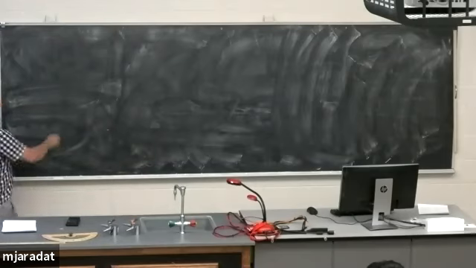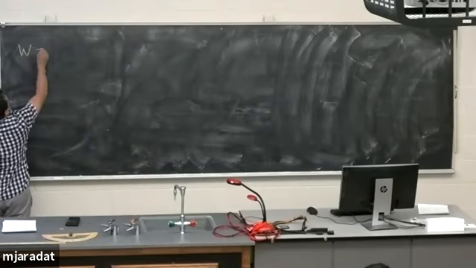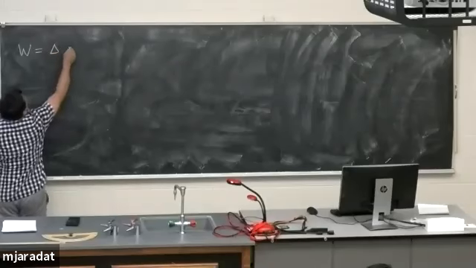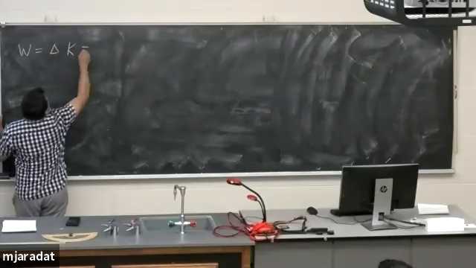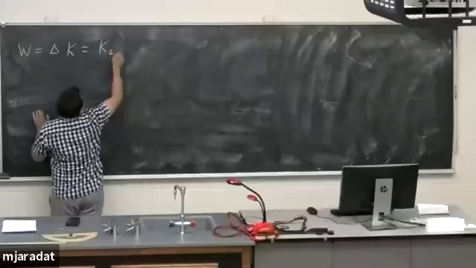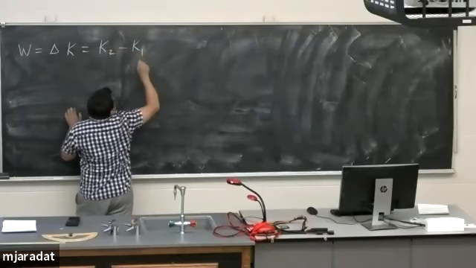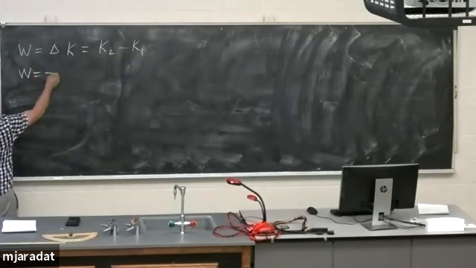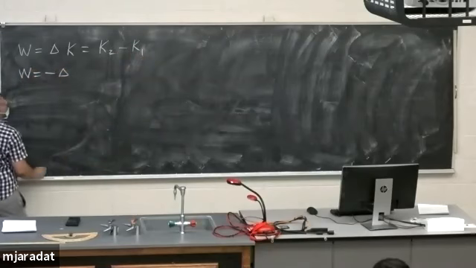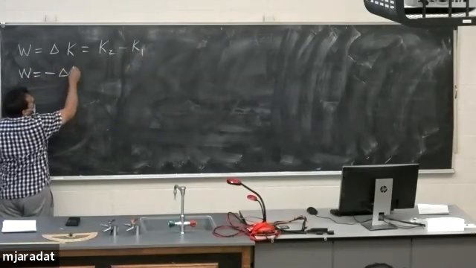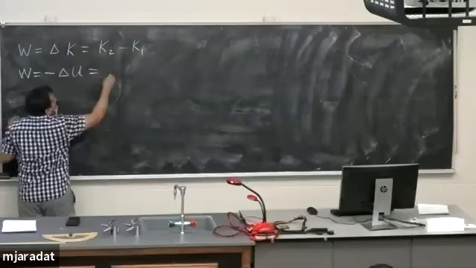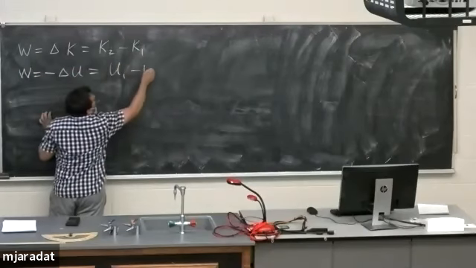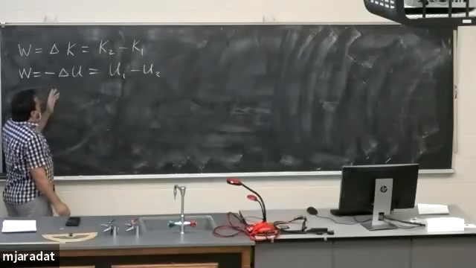Now we need to remember that the work is equal to the change in kinetic energy, which is equal to kinetic energy 2 minus kinetic energy 1. And the work is equal to the negative change. This delta means the change. The potential energy means U1 minus U2. We have a minus sign.